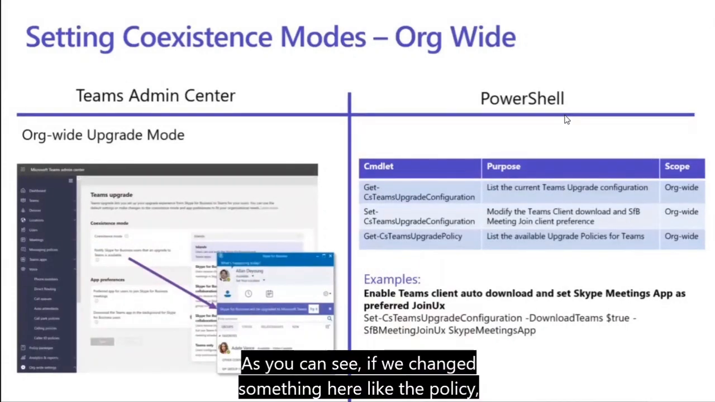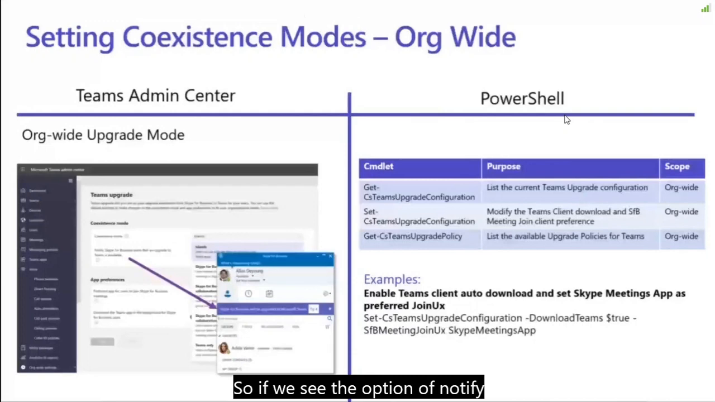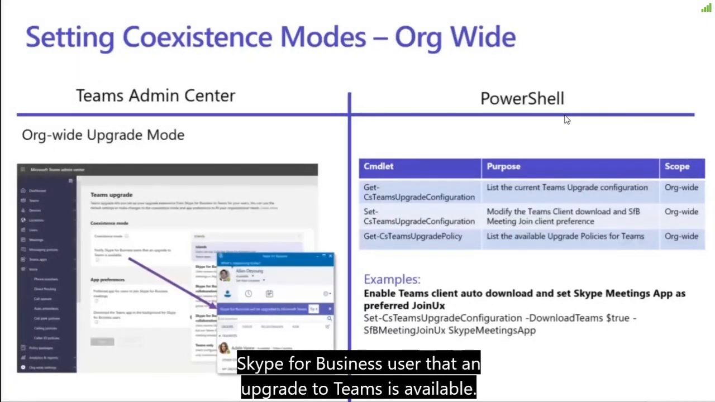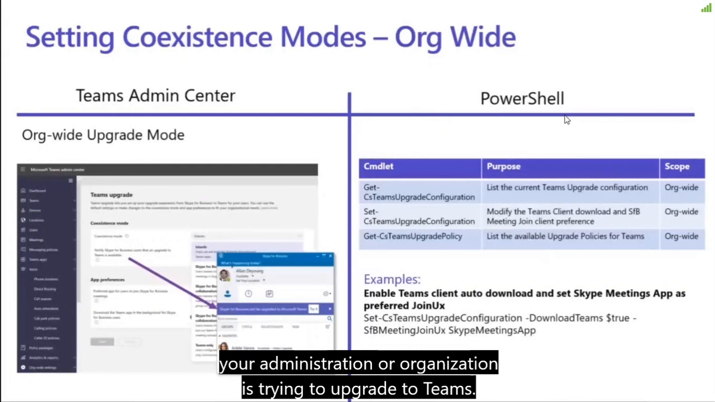As you can see, if we change something here, like the policy, you will get something called a notification. If we select the option to notify Skype for Business users that an upgrade to Teams is available, once you set this notification, the user will see it on their client and understand that your administration or organization is trying to upgrade from Skype for Business to Teams.